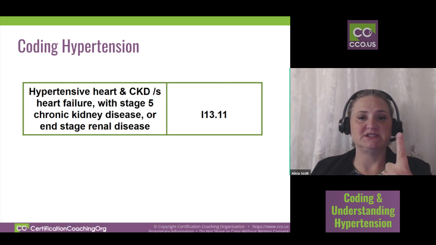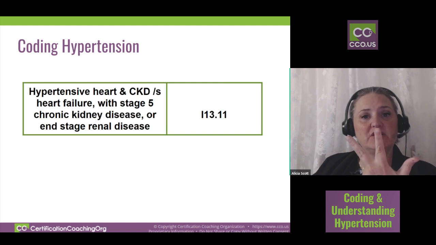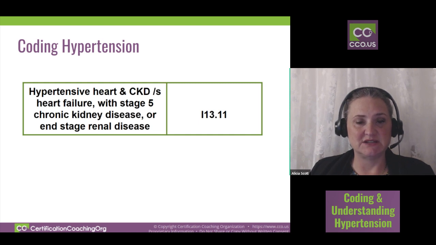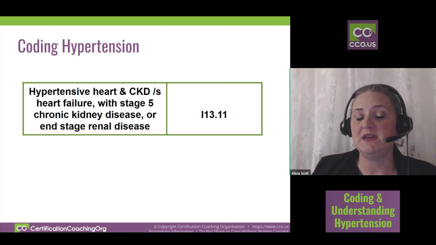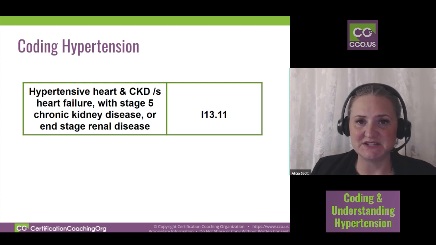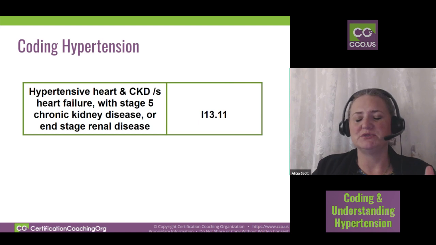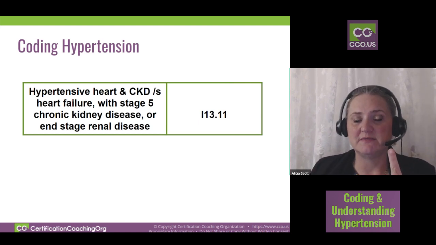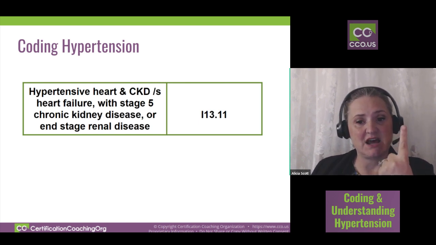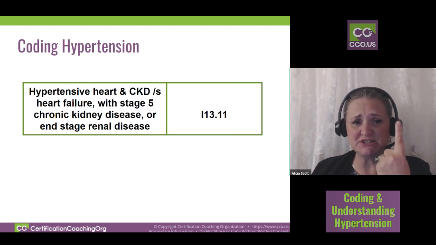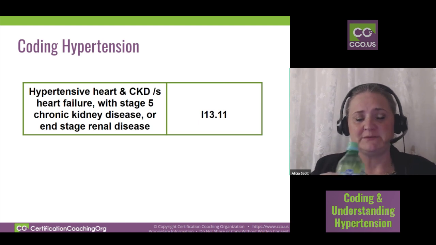I13.11, hypertensive heart, CKD with heart failure. Three things. This time, you're going to code the CKD or the ESRD, but you're also going to code for the heart failure, which is like an I50 code. So you're going to have your I13.11. That means there's three things going on because you see the 3 in the code, right? So I13 means I've got three things going on with my hypertension, CKD, and heart failure.